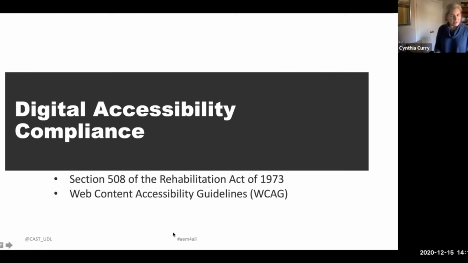What we have to guide us around digital accessibility compliance here in the US is Section 508 of the Rehab Act of 1973 and the Web Content Accessibility Guidelines. And at the AIM Center, we have tried to contextualize these standards and make them practical for educators to implement. So we'll walk through how we do that and some of the resources that we have available to support you.